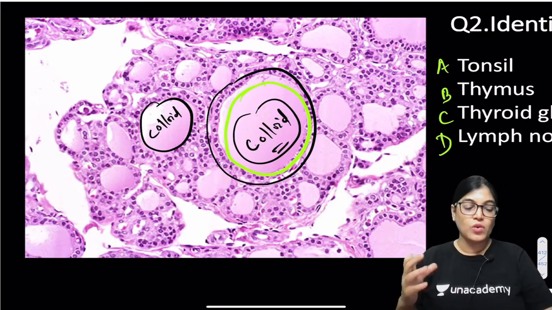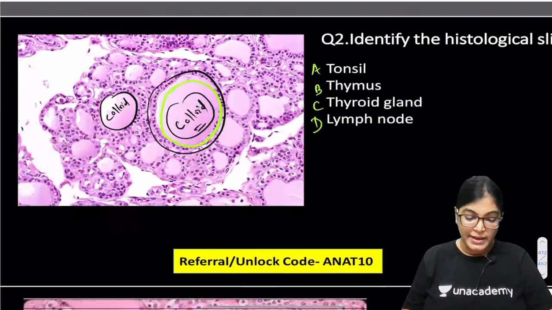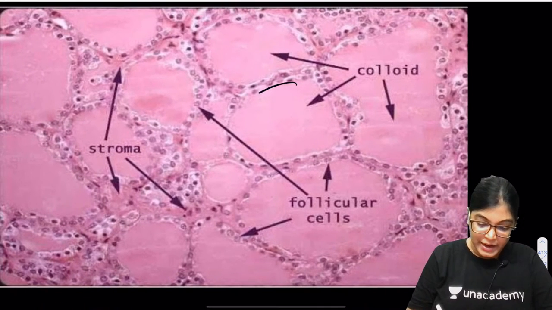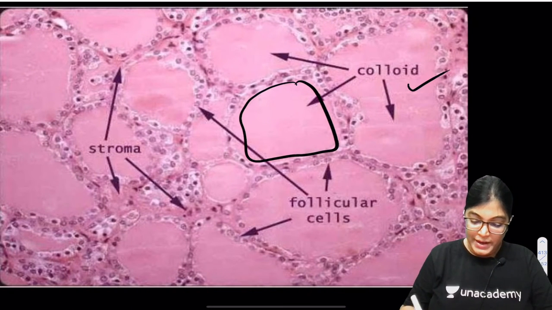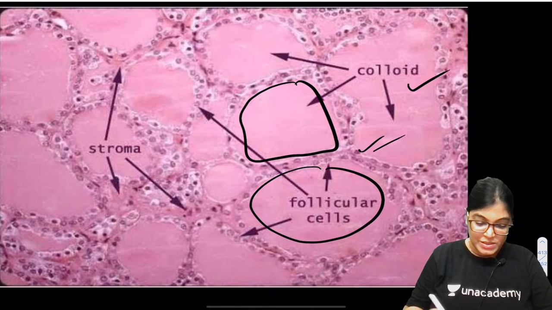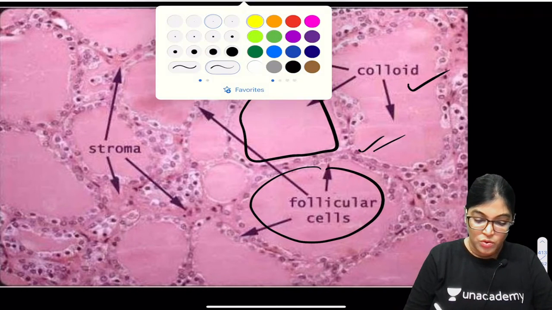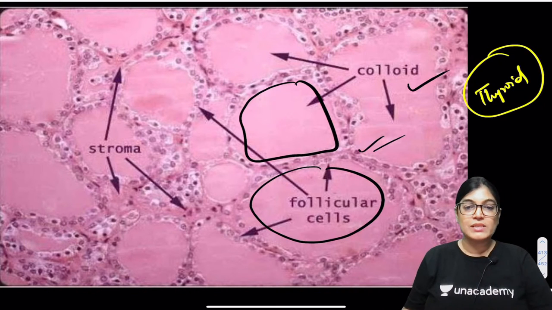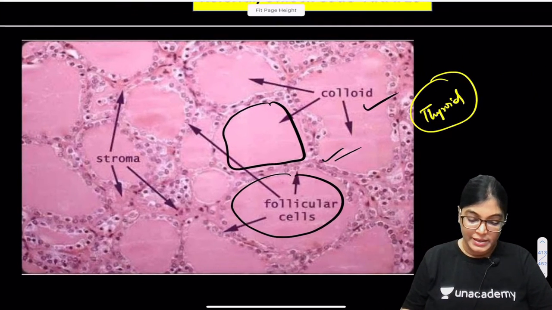So colloid is seen, and this is giving you a hint that this is a slide of thyroid. I have included a histological slide of thyroid where the colloid is seen and follicular cells are visible. A slide showing colloid along with the thyroid follicles becomes a slide of thyroid gland. Absolutely right. Let's move on to the next.